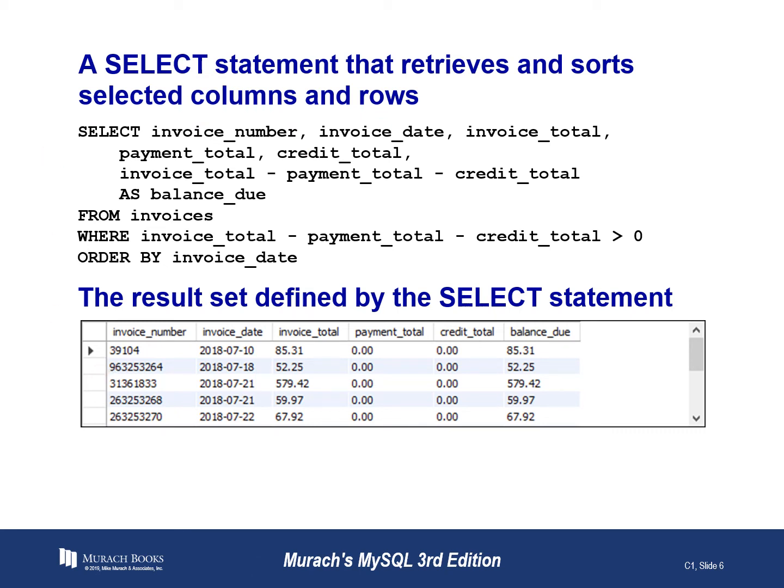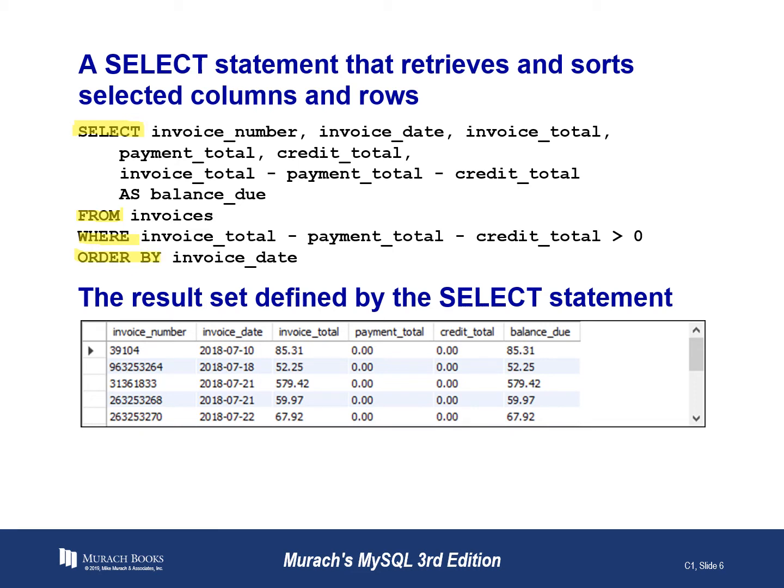I'm just going to highlight some of the things. You can look at it as different parts. This is the SELECT part, and this is the FROM, this is the WHERE, and this is the ORDER BY. There are four parts to this query.